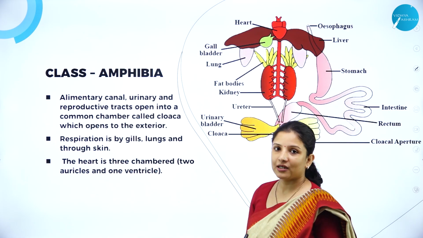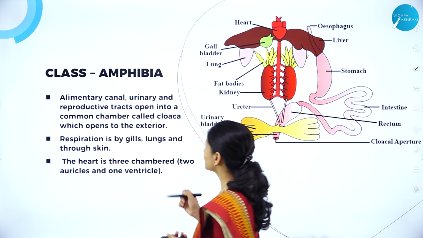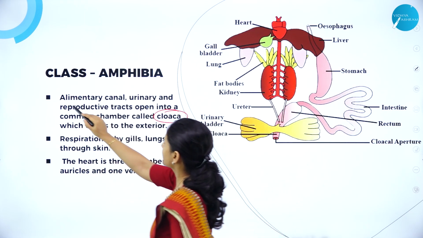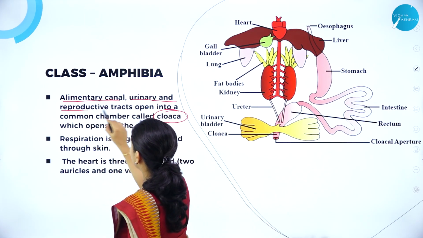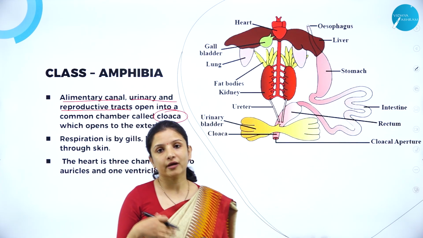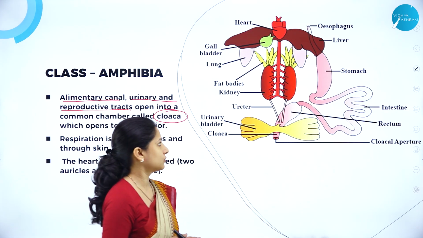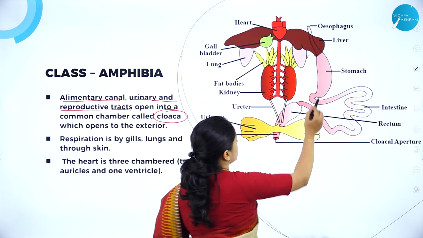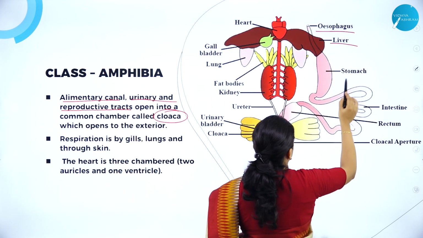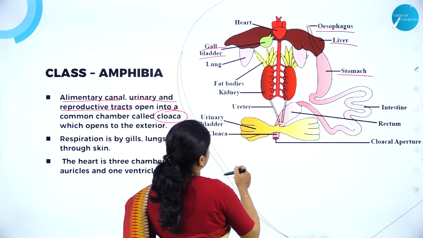Next, talking about their alimentary canal, they have a chamber called the cloaca. It is into this cloaca that the alimentary canal, the urinary and the reproductive tracts open into one common chamber, and the cloaca opens to the exterior through which the excretory or waste product comes out. The alimentary canal has the esophagus, the liver, then the stomach, the gallbladder, all of which come under the alimentary canal.